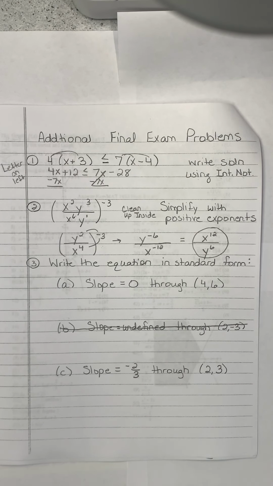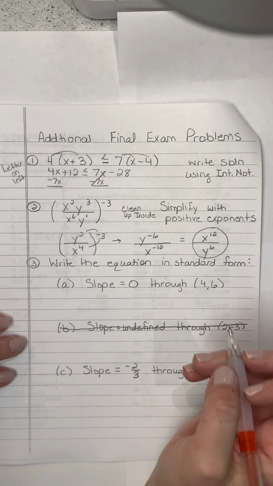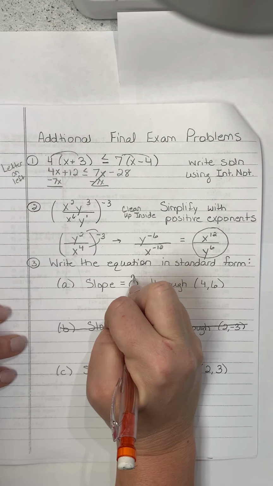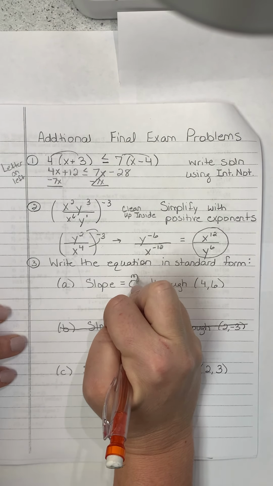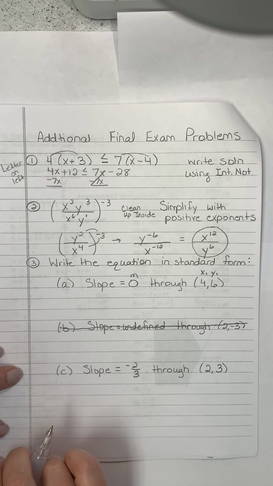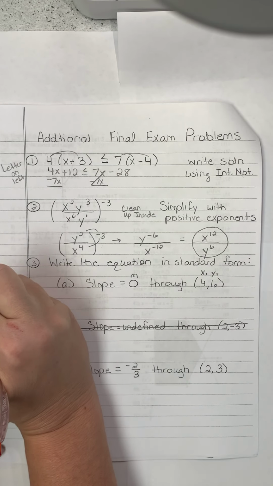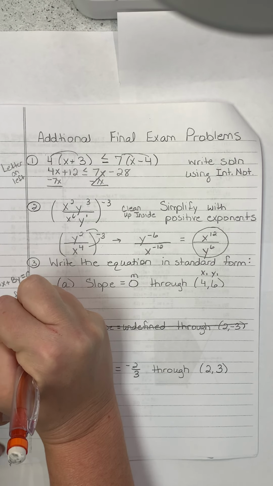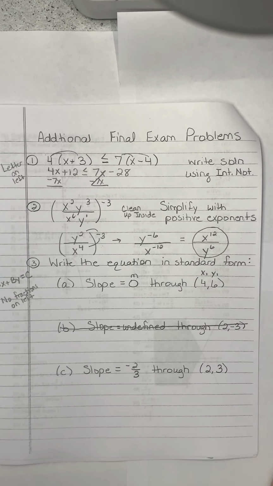All right, that brings us to 3A. Okay, now for 3A, what I notice here is I have a slope and I have a point. Now, it wants us to write the equation in standard form. What is standard form? Standard form is AX plus BY equals C. That's standard form with no fractions on the left. No fractions with your letters. That's what standard form means.